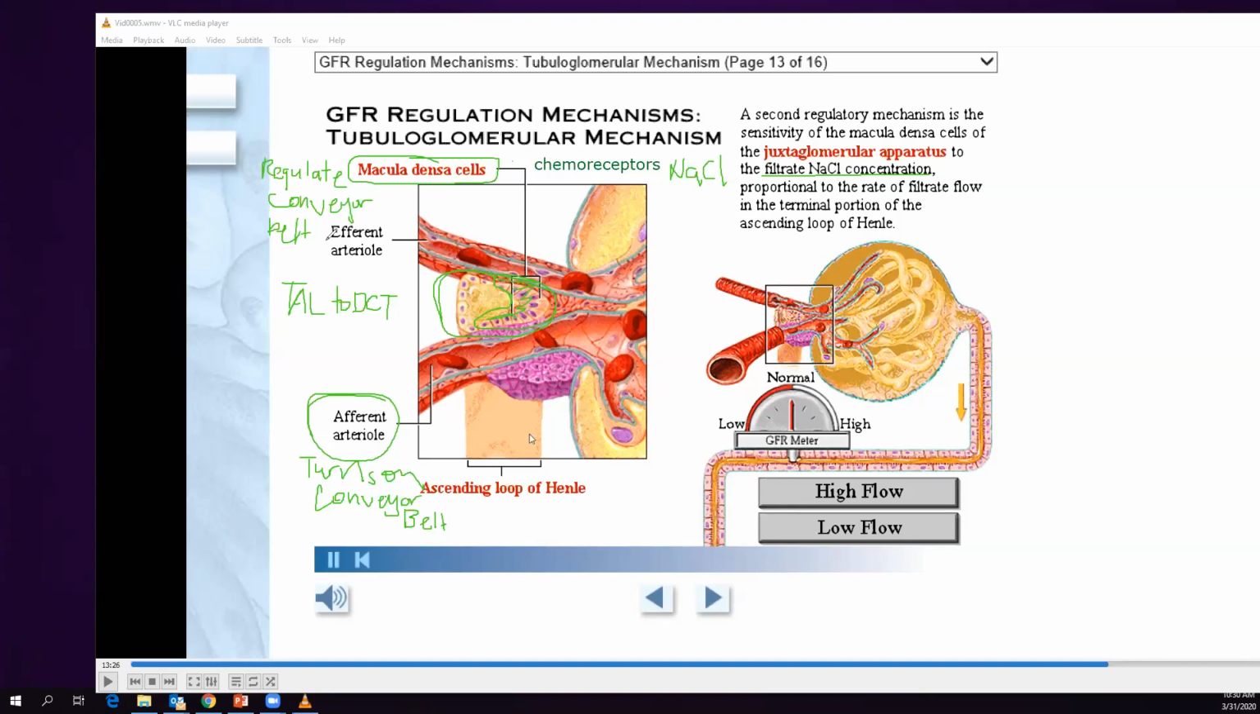So 9B is the tubuloglomerular mechanism. That's going to involve the macula densa. These chemoreceptor cells right here, between the afferent and efferent arteriole, will measure the filtrate concentration and then change accordingly. Let's look at what they're going to do to change accordingly.